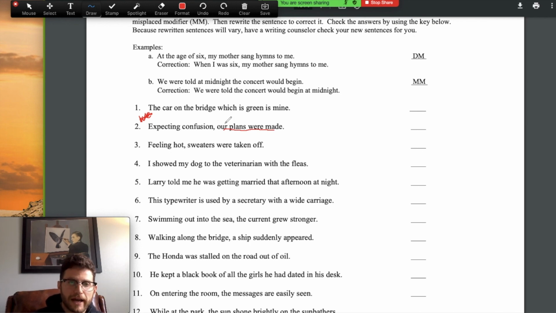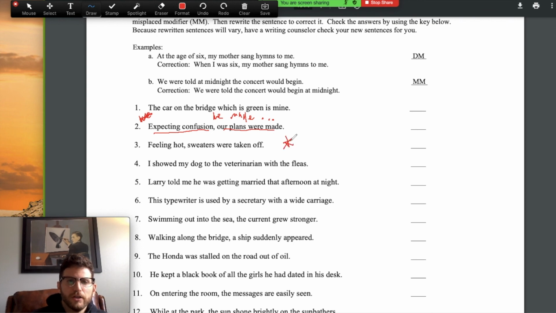Now, if I put we made our plans, "we" is the closest to expecting confusion, and that makes grammatical sense because we can expect confusion. We are people, so people can expect confusion, so now the sentence makes grammatical sense. The modifier is no longer dangling, it's no longer reaching out for its noun, for its appropriate subject. It's right there. Okay?